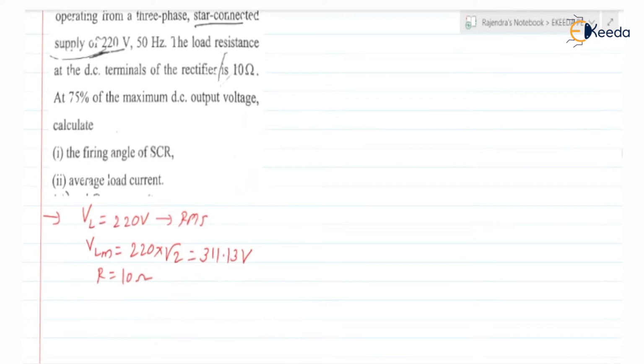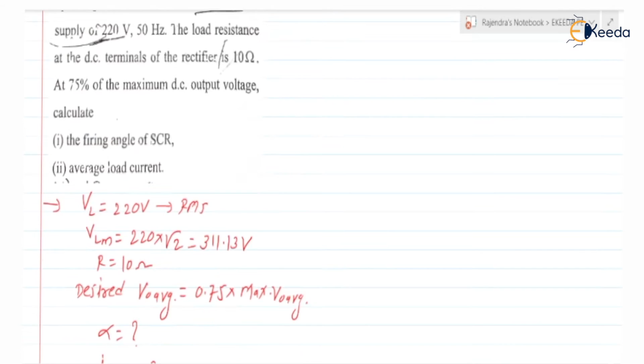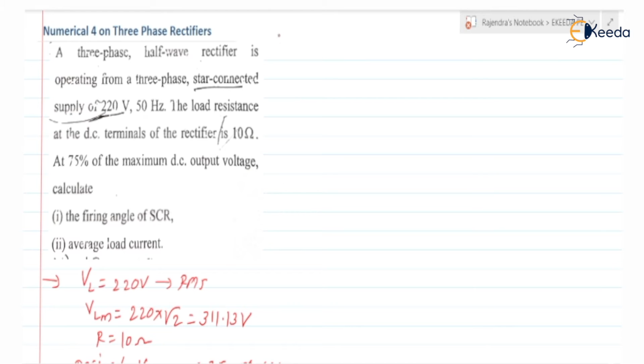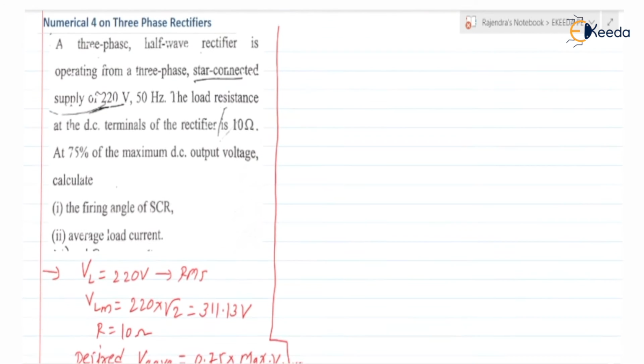Next, it is given that desired V0 average is equal to 0.75 into maximum V0 average. So our task is to find alpha first and I0 average, right? So these two terms we need to find. Okay, if you check, the circuit is a three-phase half-wave controlled rectifier, right? So we are having a three-phase half-wave controlled rectifier.